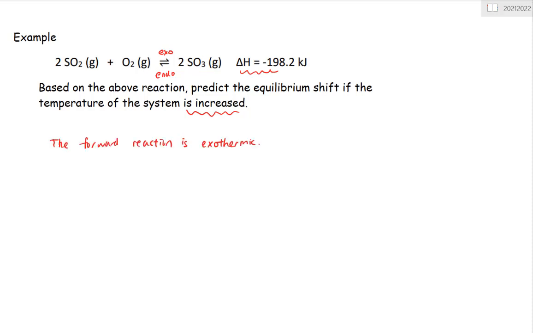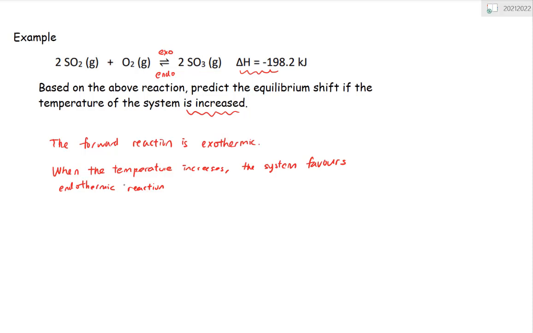Okay, so we can write out the sentence. The forward reaction is exothermic. So when the temperature increases, the system will favor endothermic reaction. So that is your step 2. So you must remember step 2, the sentence is fixed. Temperature increases, system will favor endothermic. If temperature decreases, the system will favor exothermic reaction.